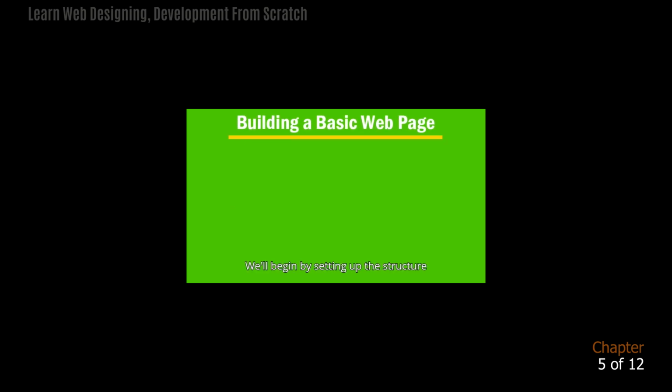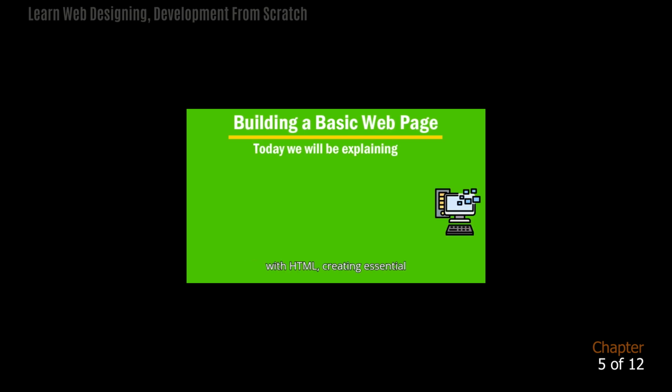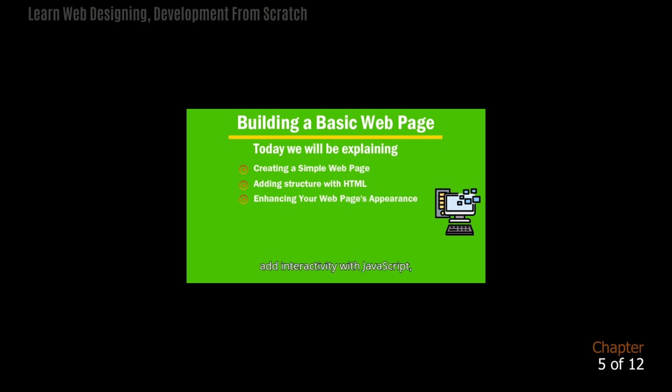We'll begin by setting up the structure with HTML, creating essential elements like headings, paragraphs, and links. Then, we'll apply CSS to make everything look polished and professional. Finally, we'll add interactivity with JavaScript, enabling dynamic features that respond to user actions, such as buttons that trigger alerts or content that reveals itself with a click. As we go through this process, we'll also focus on best practices for organizing your code so it's clean, efficient, and easy to manage.